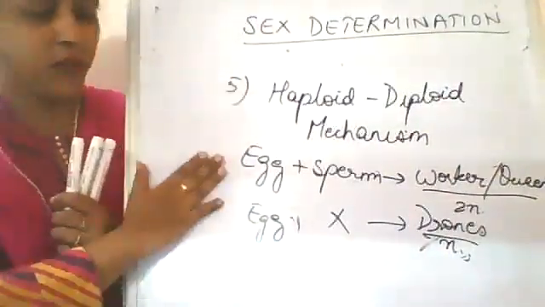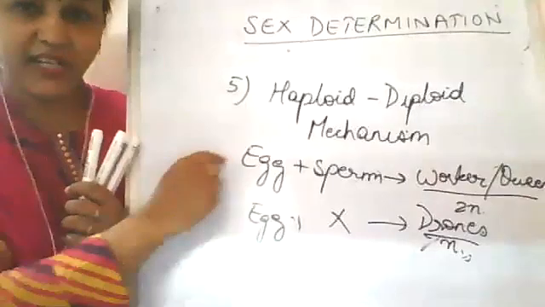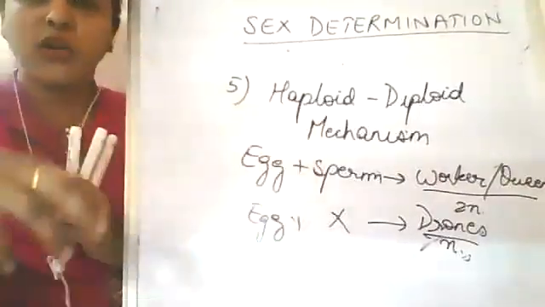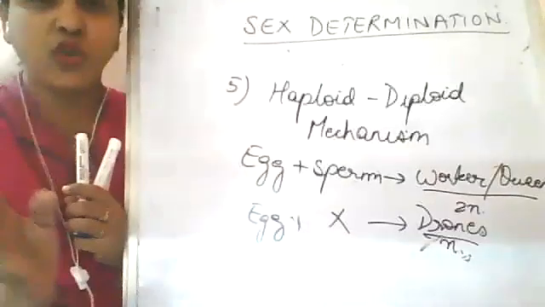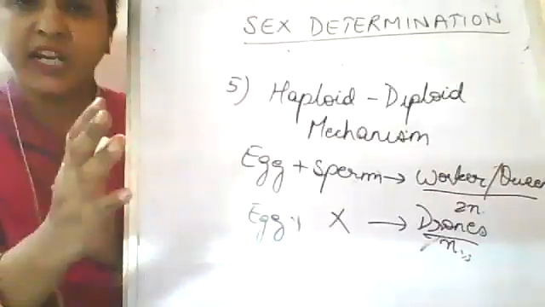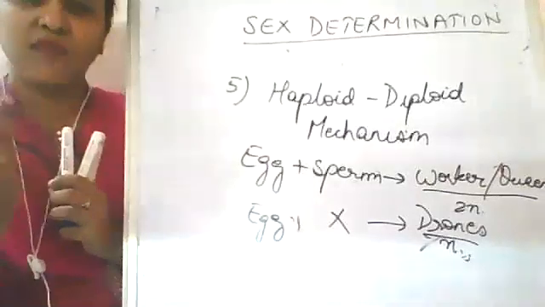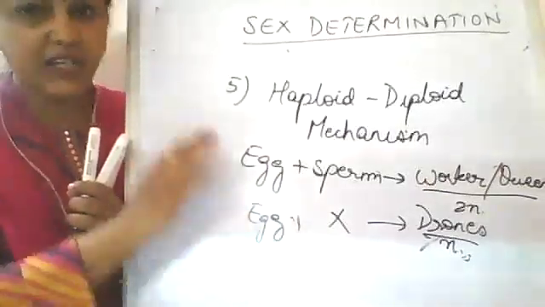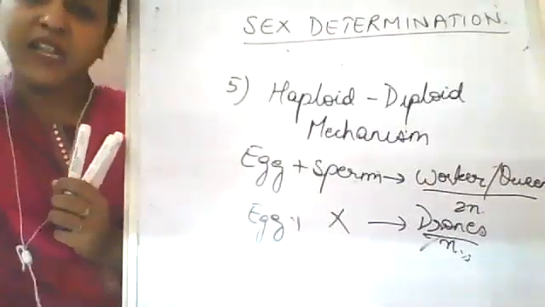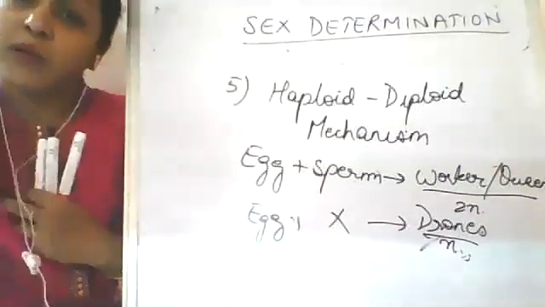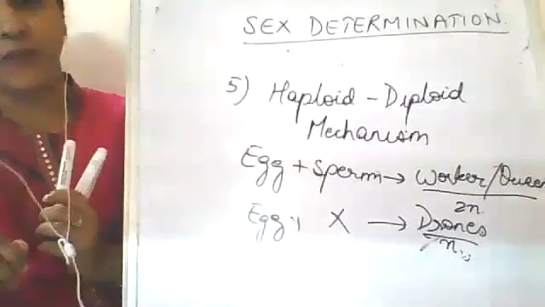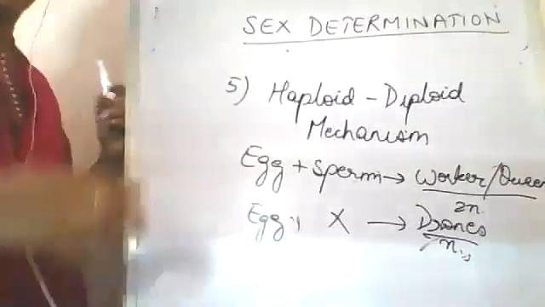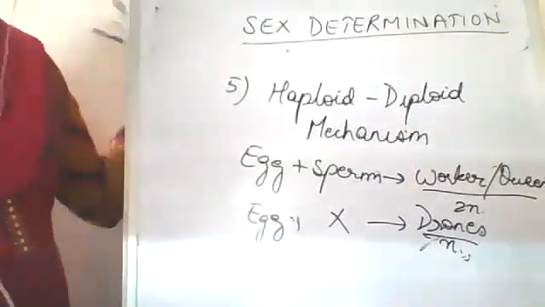This is the haploid diploid mechanism in which the egg fertilizes with sperm, and if it is fed with royal jelly, it develops into a queen. Otherwise, if it is not fed on royal jelly, it develops into workers. All workers are females, and if the egg is not fertilized with the sperm, then it develops into a haploid drone or a male honeybee. Okay, so these are the mechanisms of sex determination in different organisms.